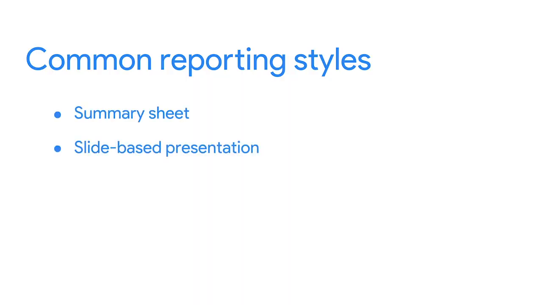In addition to a full report, two common reporting styles include a summary sheet and a slide-based presentation. A summary sheet is a 1 or 2 page write-up with just the most relevant information. Think of it as a flyer or snapshot of your findings. And a slide-based presentation uses digital slides to visually present information.